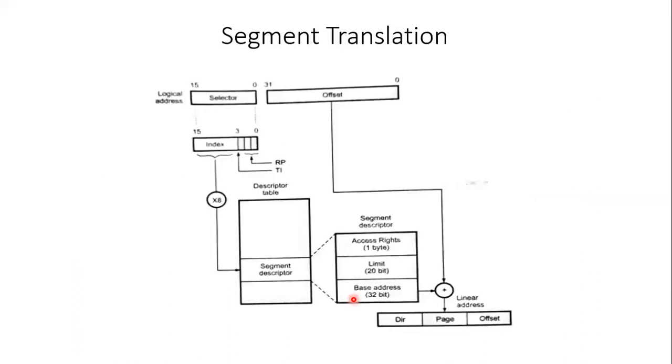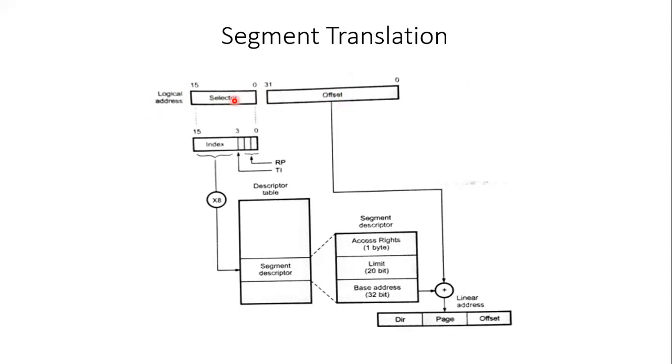Now we'll come to the segment translation, a very important topic. First we will understand the diagram. This is your diagram of segment translation. Come to the selector, a 16-bit selector. It consists of the logical address. Then there is a 32-bit offset. Offset is nothing but it will contain the location.